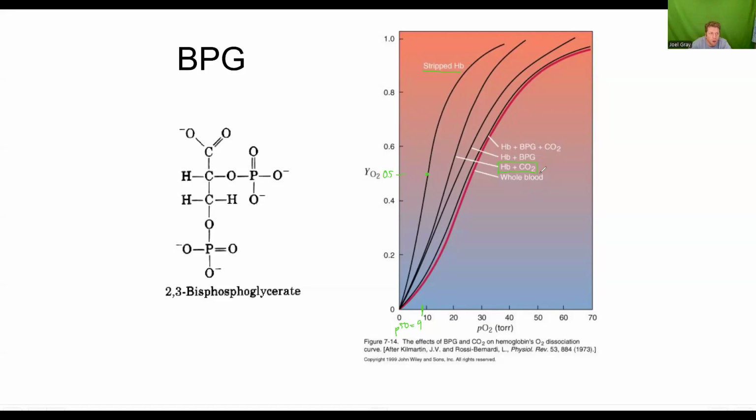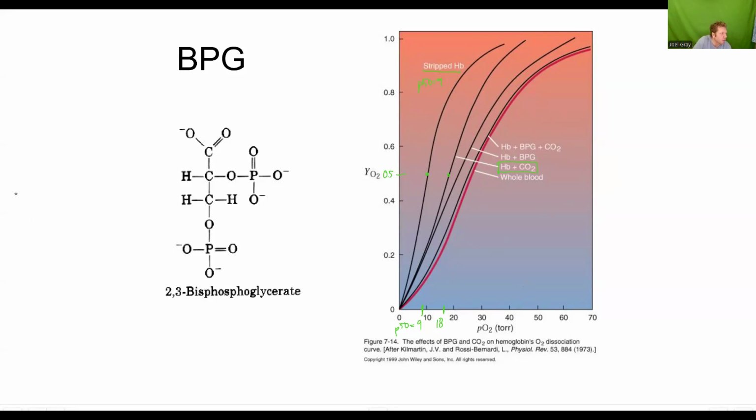Instead, what we are seeing is the carbamation. So CO2 in the presence of O2 and hemoglobin is going to cause the P50 to go up. Simply by the addition of CO2, when you're holding O2 concentrations constant, you're going to see that P50 go up to approximately, I'm going to call that 18. And the precision of these numbers is not of huge significance. So we've got our stripped hemoglobin with a P50 of 9.